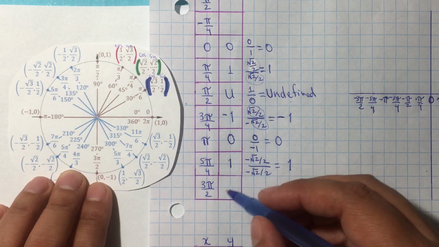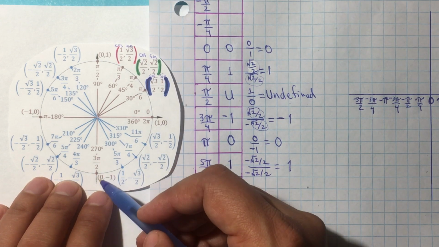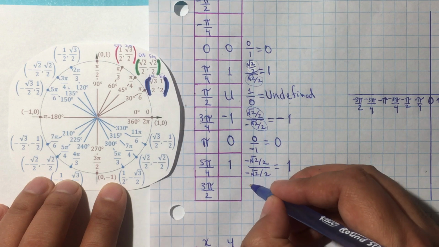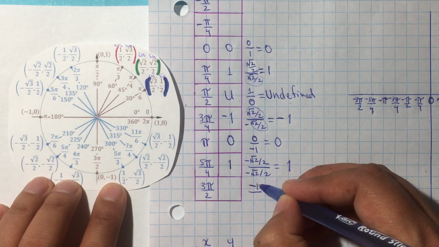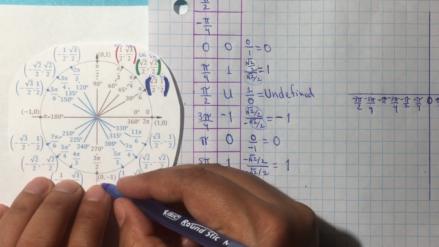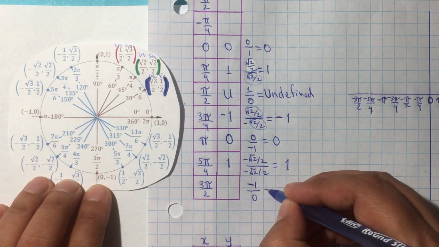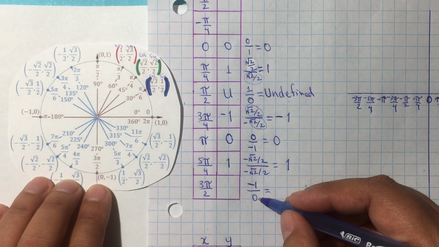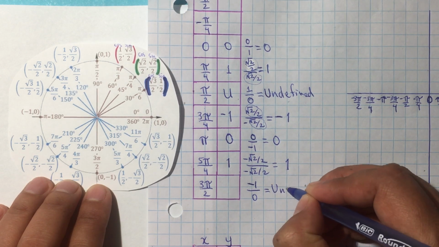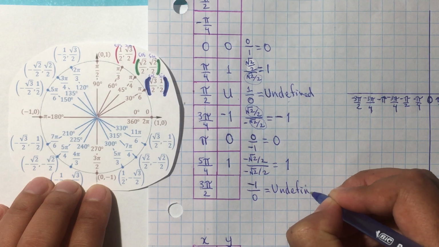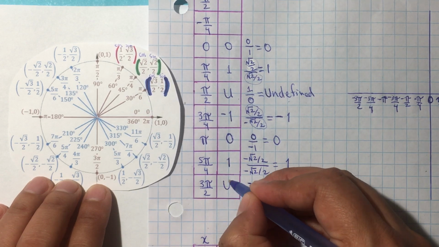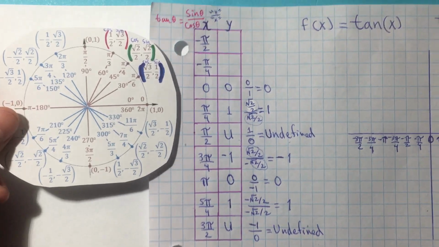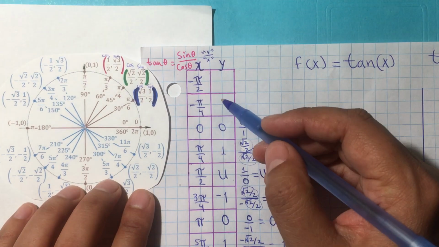And finally, we have 3/2 of pi. Negative 1 is the sine value. The cosine value is 0. And again, 0 cannot be in the denominator. That's undefined. So we put a u right here. Okay, now let's fill this up.